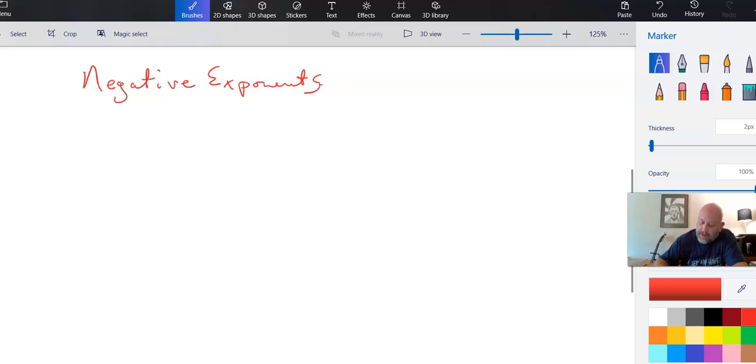Okay, so I like to introduce it this way. Let's just take a look at a few things and just watch what happens as the exponent drops. All right, so first off, 2 to the third, we know what 2 to the third is. 2 to the third is 8. Then let's drop the exponent by 1. We get 2 squared, and that gives us a 4. Then we have 2 to the first, and 2 to the first is going to be 2.